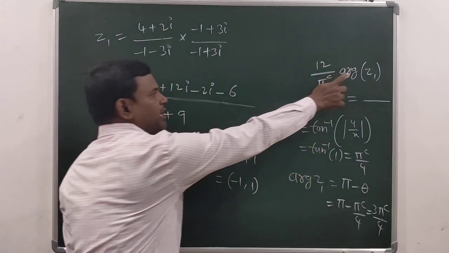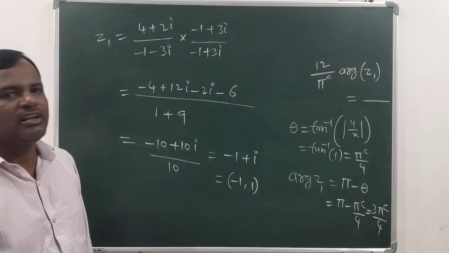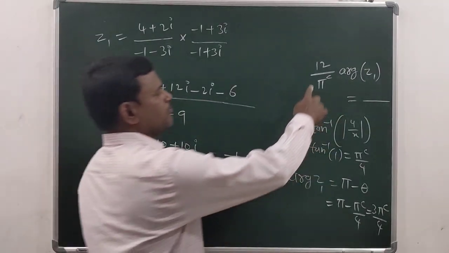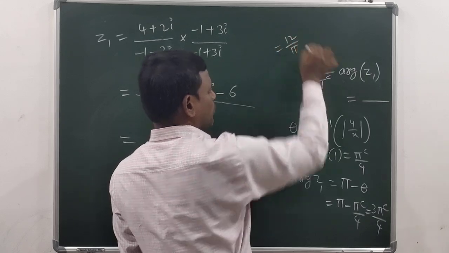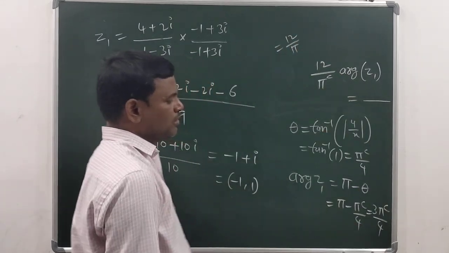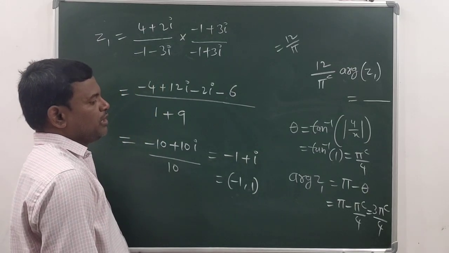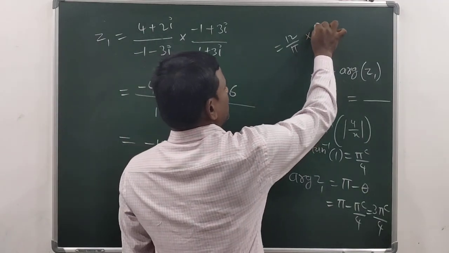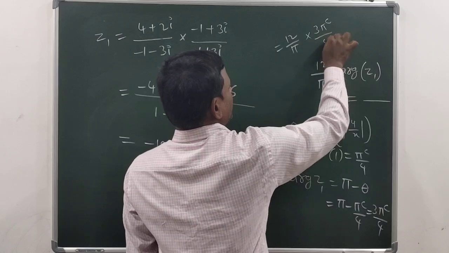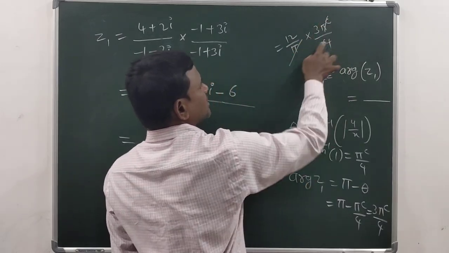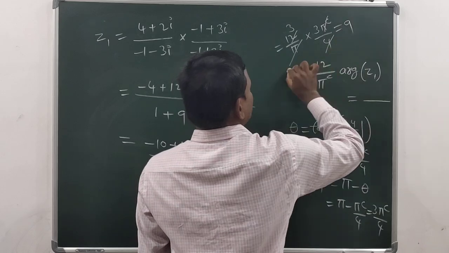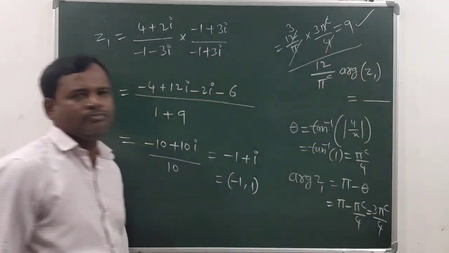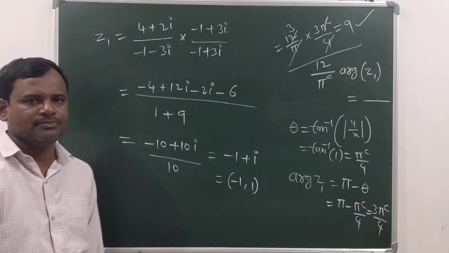So now go to there, in place of argument of z1, write 3π/4 radians. If you write there 3π/4, see what do you get? 12/π times 3π/4. Now π radians cancel, 4 1s are 4, 4 3s are 12, so 3 3s are 9. So 9 is your required answer for this question.